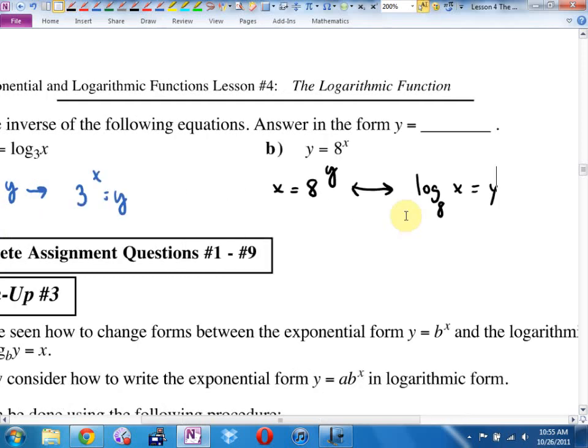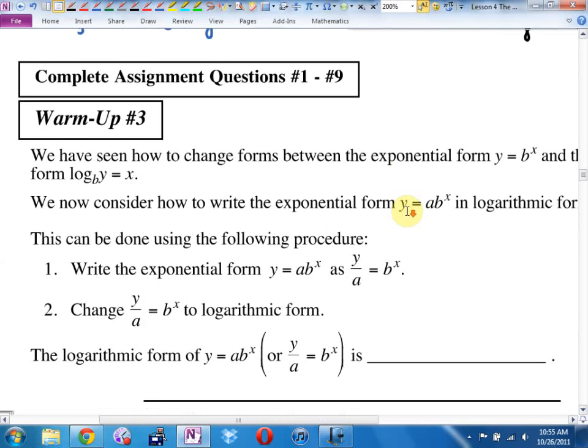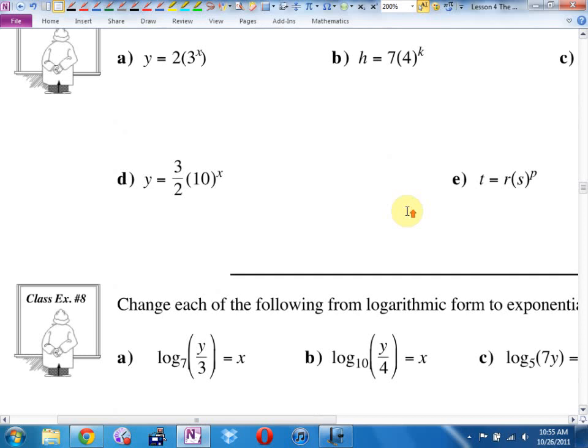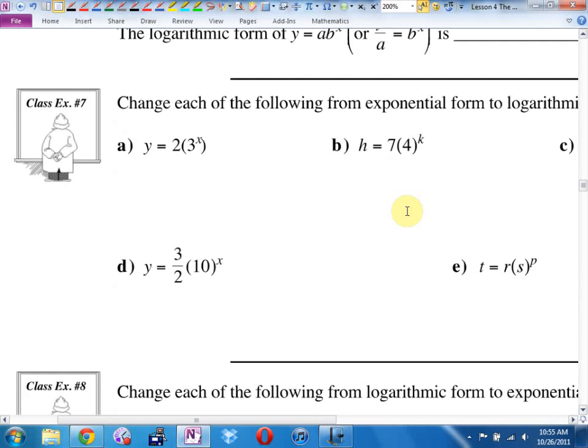Here's what they want you to realize in example A. Before you can rewrite the exponent as a log, you have to get the exponent by itself. What's in front of the exponent in A? A 2.